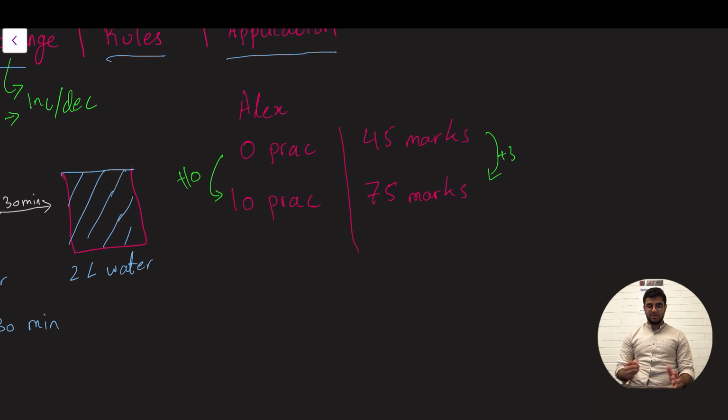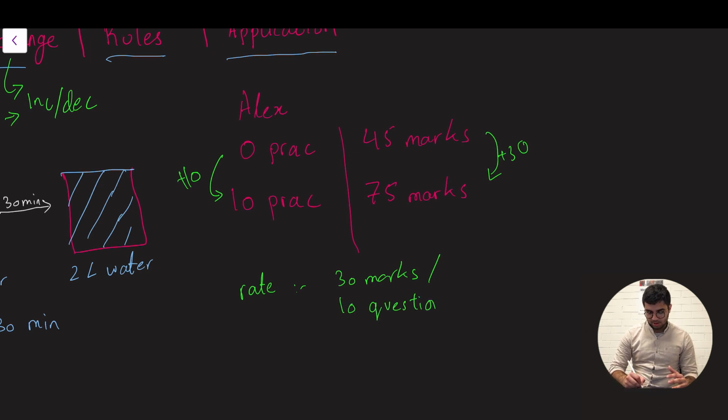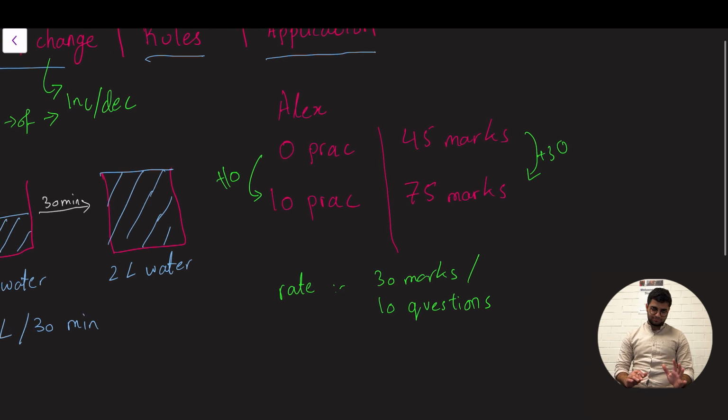Okay, the marks increased by 30. So the speed at which the marks increase is 30 marks per 10 questions. Hence, the rate of change of marks equals 30 marks per 10 questions. Brilliant. Okay, simple. That is rate of change as simply as you can think about it.